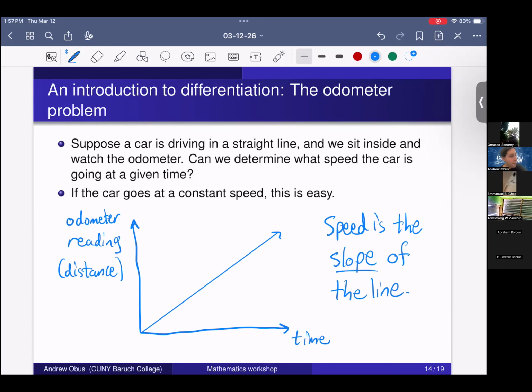You have a certain amount of distance that you travel divided by the amount of time. That quotient is the speed. This is just saying that speed equals distance divided by time. So this should be pretty straightforward. This is how we determine what speed the car is going at a given time. If the car is going at constant speed, I just see how much time it takes and how much distance I travel, and I can divide them, and that's going to give me the speed. Any questions on this? Pretty basic, right? No questions.